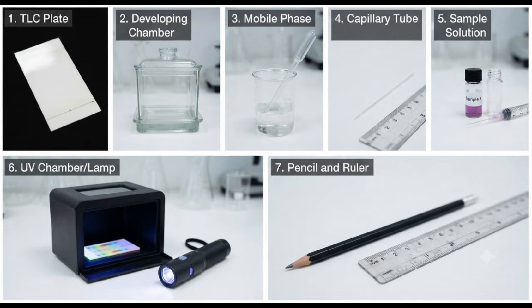TLC plate and materials. The main materials required for TLC include a TLC plate, a suitable mobile phase, a developing chamber, capillary tubes or syringe for spotting, standard solution, sample solution, and a suitable detection system such as UV light.